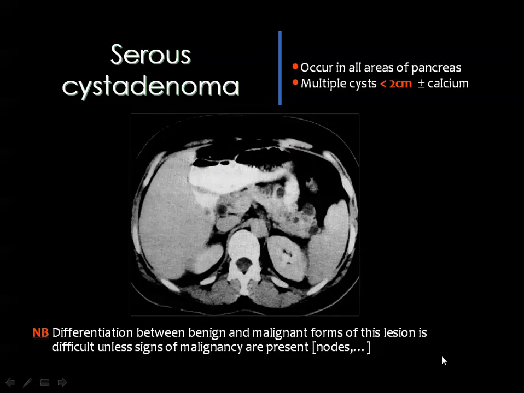Then the serous cystadenoma is usually known as the microcystic adenoma, and it is usually seen as multiple small cystic lesions that may affect a part of the pancreas or may affect the whole pancreatic tissue. And here you can see multiple small cystic lesions scattered along the pancreatic body and the tail. These cysts are usually smaller than 2 centimeters in diameter, and they may also show calcium, similar to the mucinous type.